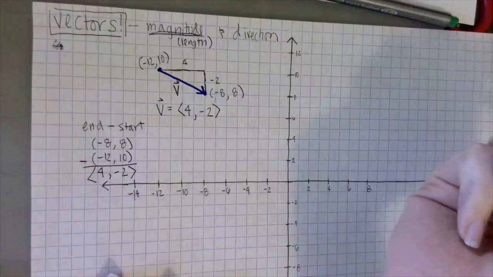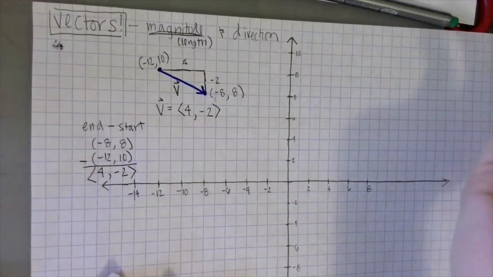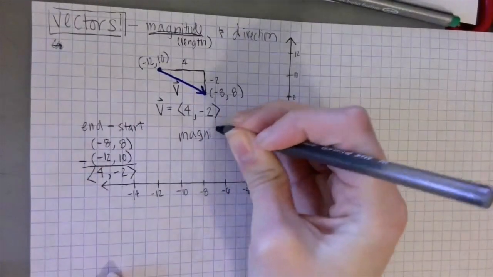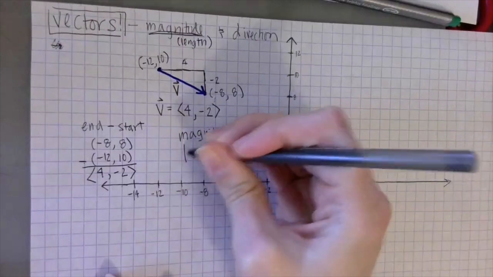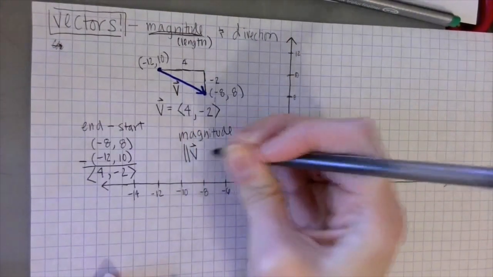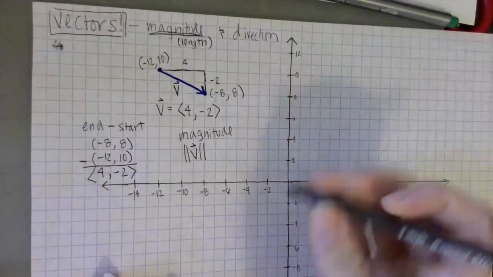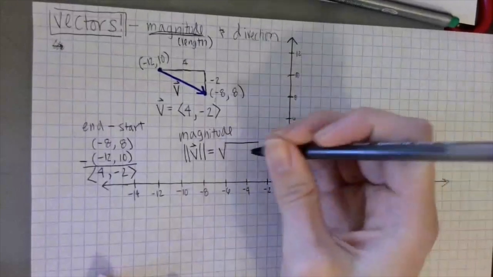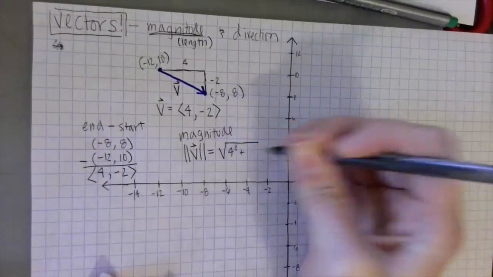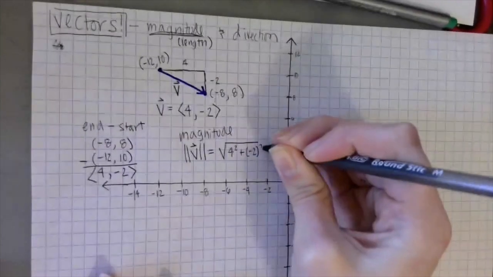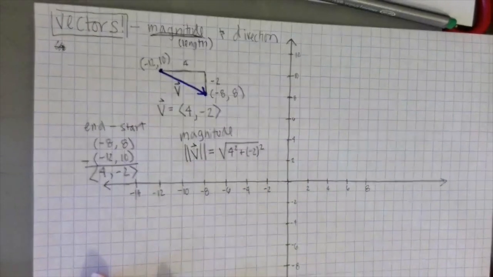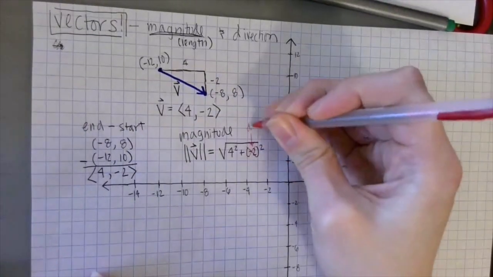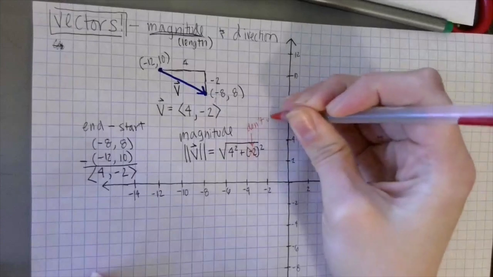So the way I'm going to find magnitude is by using essentially the Pythagorean Theorem. The magnitude can be symbolized with these two vertical lines. It looks a lot like absolute value, except there's two of them. And the magnitude of vector V is equal to the square root of 4 squared plus -2 squared. So y'all should recognize something there. Except I don't want you to use negatives. Don't use negatives.